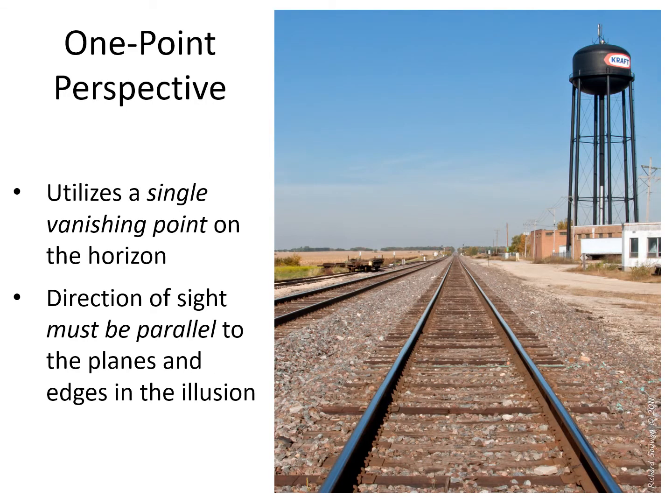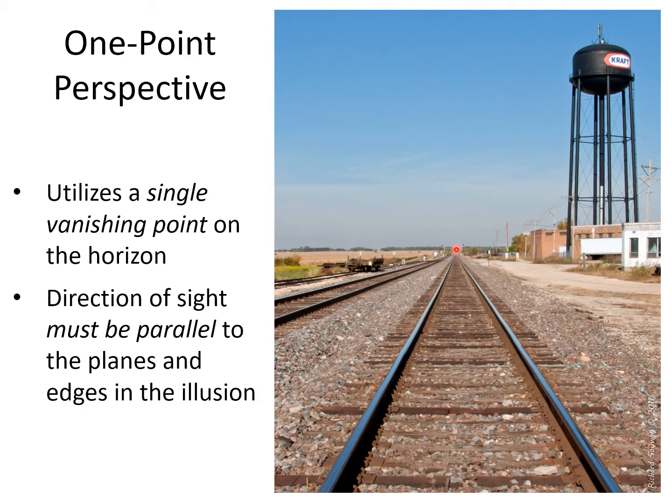One-point perspective is the simplest of all the linear perspective models. It involves a single vanishing point located on the horizon. Well, there's the horizon. Oh, we can't see it. It's blocked by buildings. Does that mean that it disappeared? No, it's still there. The vanishing point is right here.